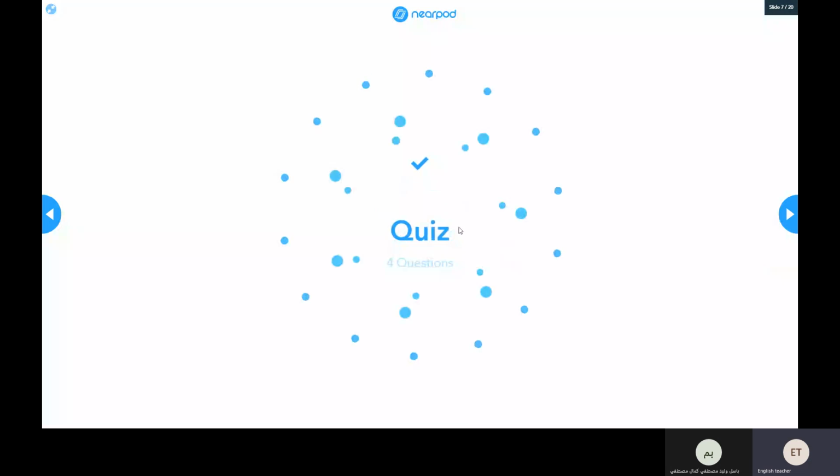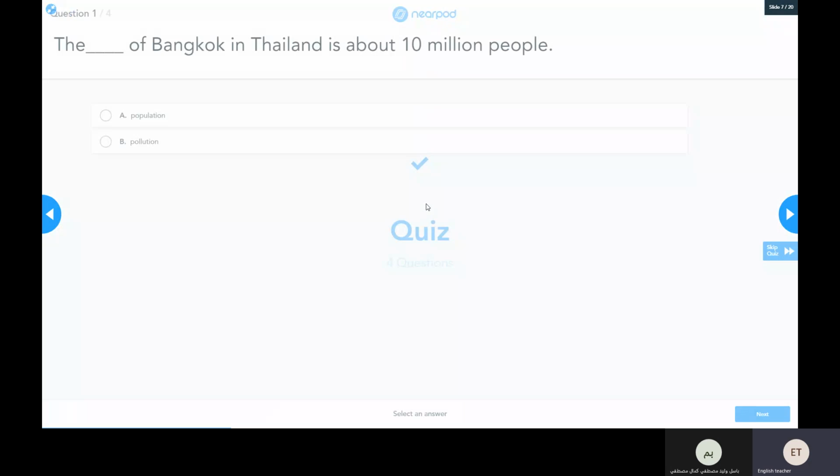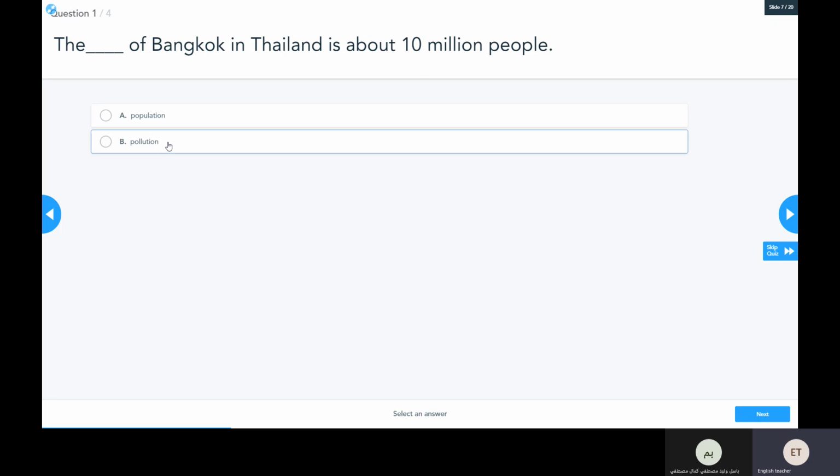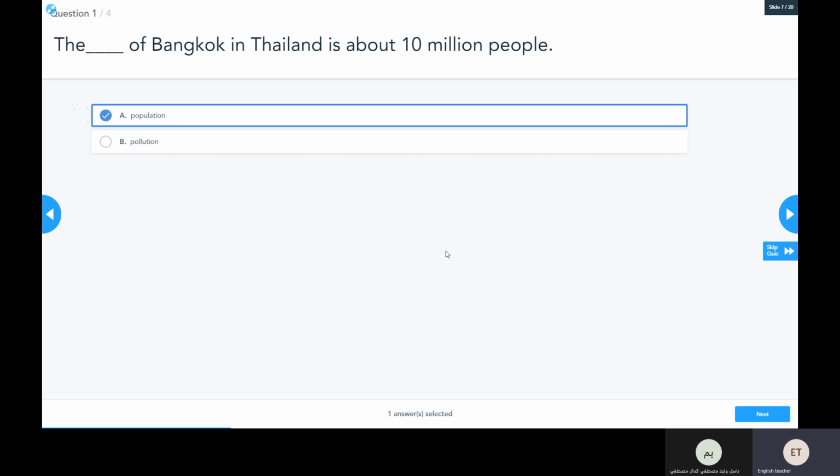Okay. So here we have a small quiz. The population of Bangkok in Thailand is about 10 million people. Here I'm talking about the people. So the correct answer will be population or pollution. Correct, it will be population.